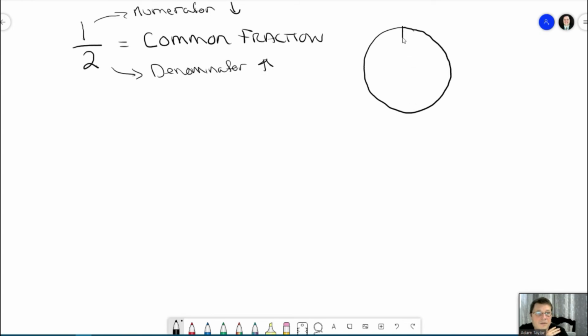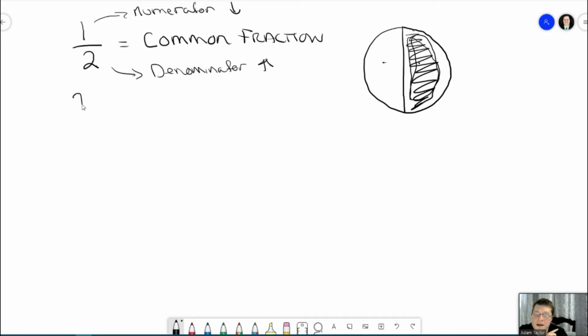As soon as we divide this in half, this is still the whole unit, but I just want to know how much of the whole unit this side is. So it's one of two pieces. This is the whole unit, but this is now one of two, right? There's now two pieces. So that's how we would write this common fraction.